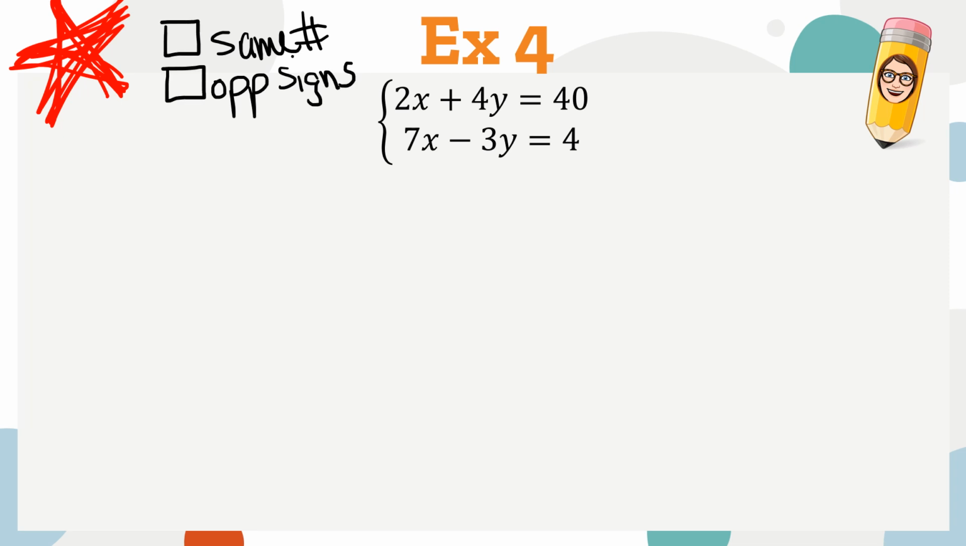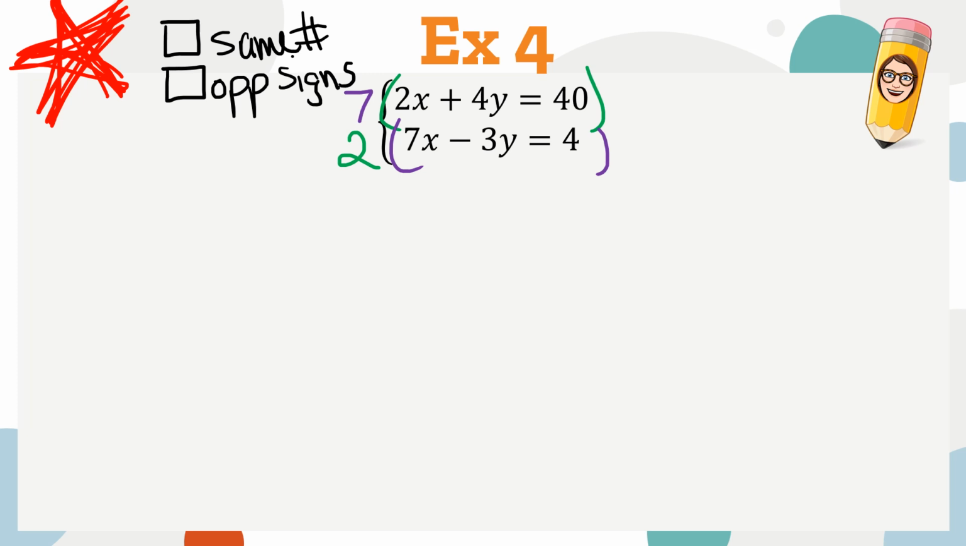So here's the strategy, and technically you can use this strategy always. You're going to pick a letter. I'm just going to pick x's because they're first. You are going to multiply by the opposite number, meaning I'm going to multiply the first equation by 7 and the second equation by 2. Do you see how I use the opposite? That will always make it the same number.